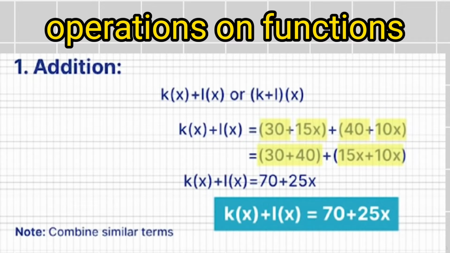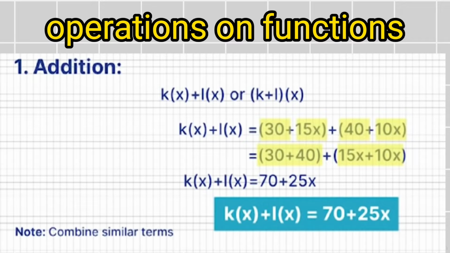Like how we cannot add apples and oranges, when adding functions we only add similar terms, or those of similar categories. Hence, in this case we can combine 30 and 40, while 15x can only be added to 10x. By the associative property of equality, we may have K of x plus L of x equals the quantity 30 plus 40 plus the quantity 15x plus 10x. Adding 30 and 40, we have 70. Also, 15x plus 10x is 25x.